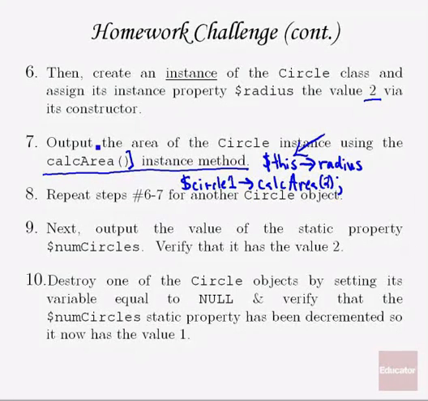Repeat steps 6 and 7 for another circle. So basically create 2 circle objects. Then output the value of the static property numCircles after you've created these 2, and you should verify that the value is 2. That shows that you're properly incrementing that static variable that's keeping track of our instances. Then destroy one of the circle objects by setting it equal to null, and then re-output the numCircles property and verify that it's been decremented to the value of 1.